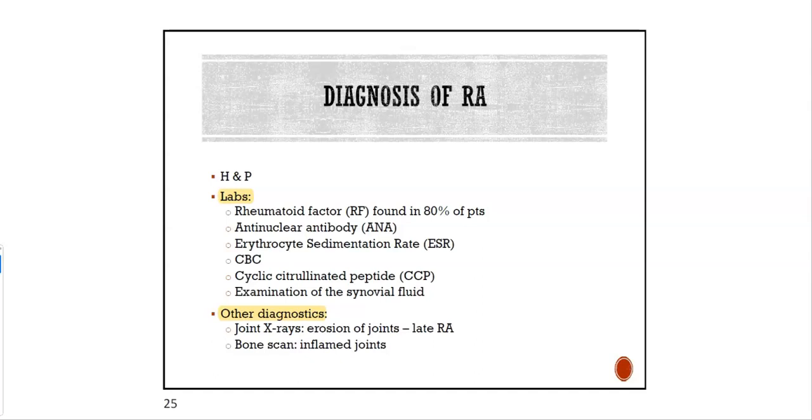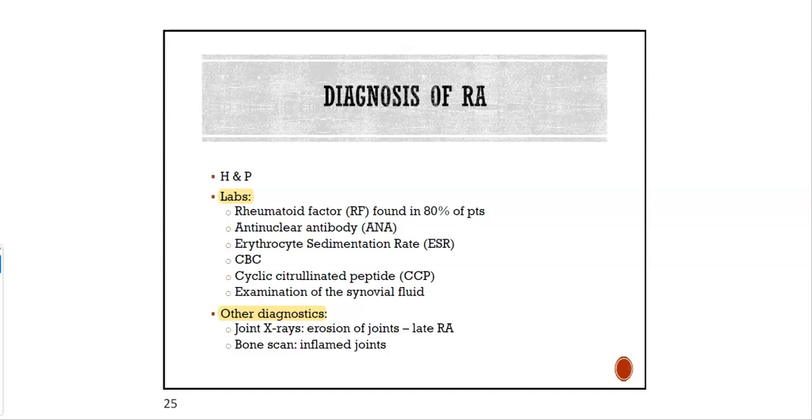We also can see orders for ESR, or erythrocyte sedimentation rate, or CRP. Those are just inflammatory markers. And as mentioned with the other conditions, they can be elevated because of any other type of inflammation. So just because they're high doesn't mean the patient has RA. It's not very specific to rheumatoid arthritis.